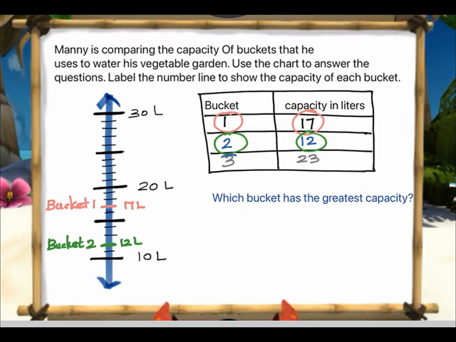Bucket 3, which can hold 23 liters. So 23 must be, 20 is right here. So 21 must be here, 22, and this is 23. So let us mark 23 for bucket 3.